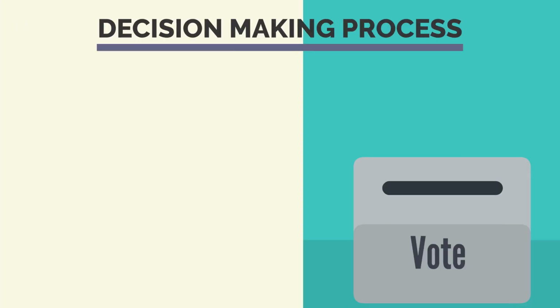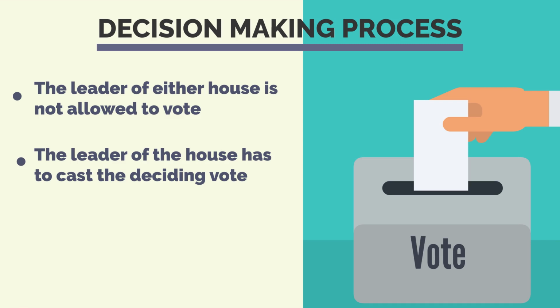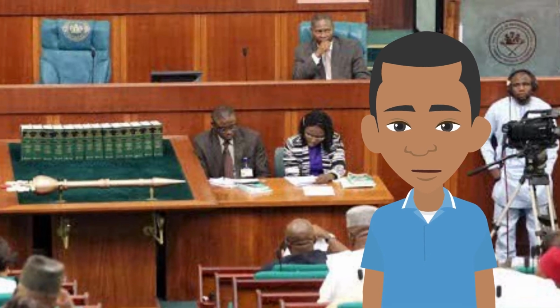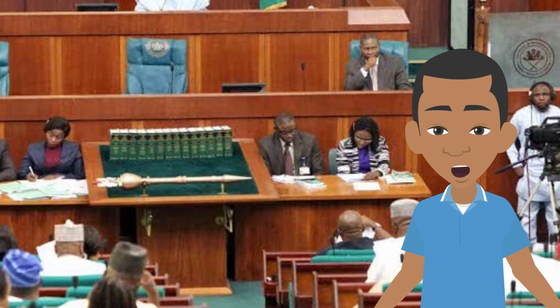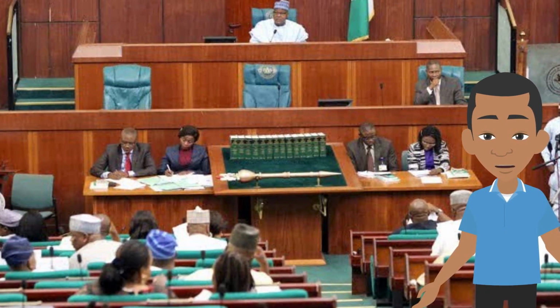For a decision to be made, the members of the houses cast a vote. However, the leader of either house is not allowed to vote. Nonetheless, if there is a tie, the leader of the house has to cast the deciding vote. That said, if a person who is not a member of the house sits or casts a vote when they know they shouldn't, that person will be dealt with according to the law. Now, the powers of the National Assembly are expressed in the laws they make, but how exactly do these laws come about?